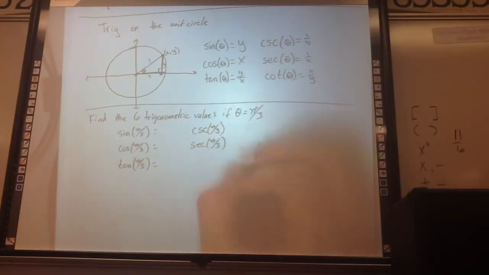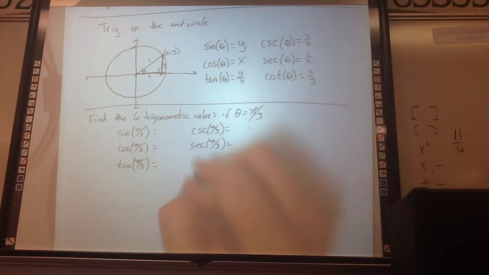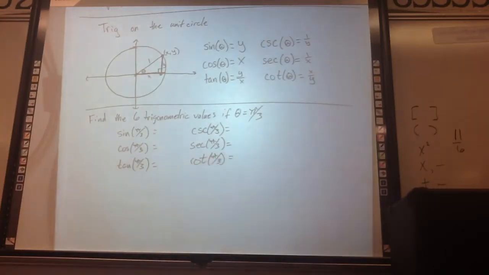I shouldn't say opposite, that's not technically correct, but good enough. Cotangent, that's easier to remember. So we're going to find those 6 values.